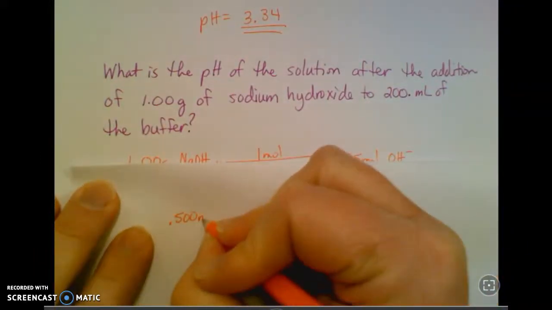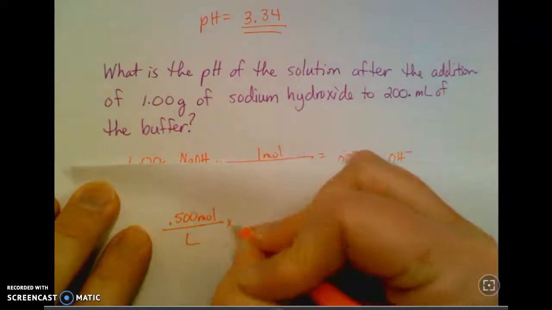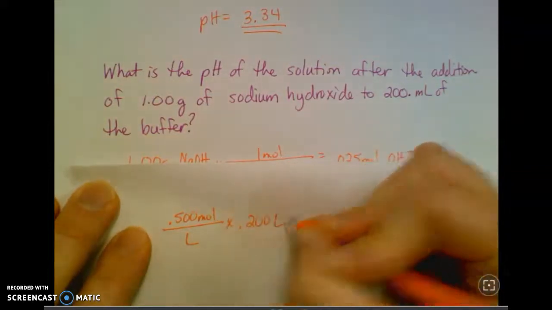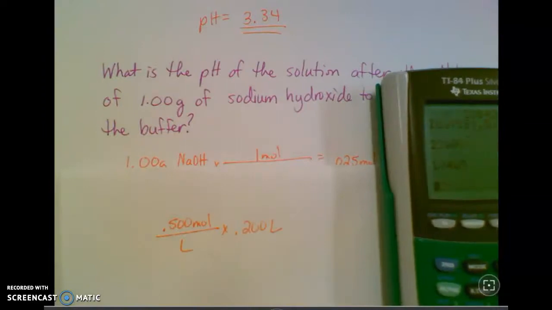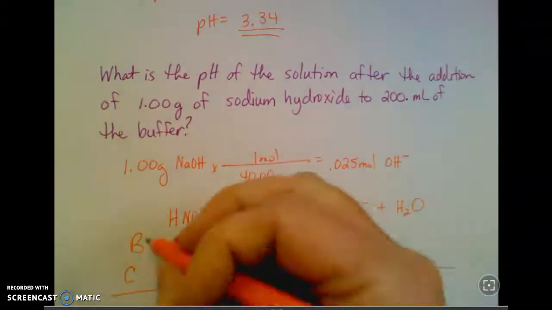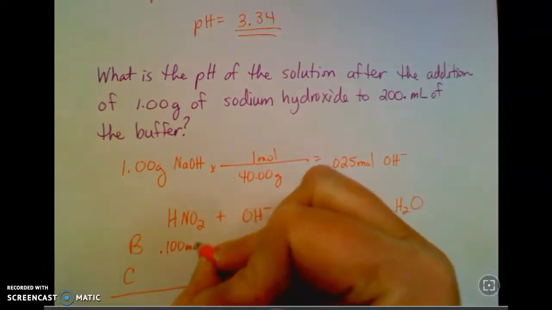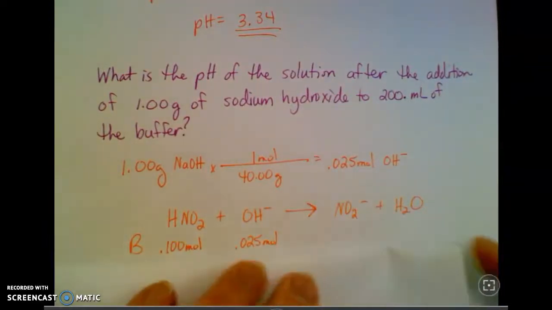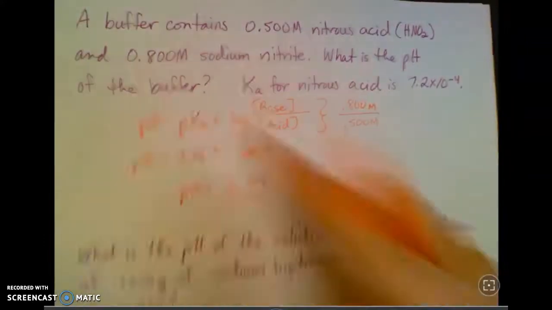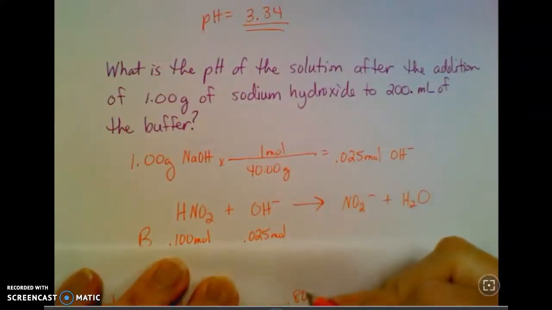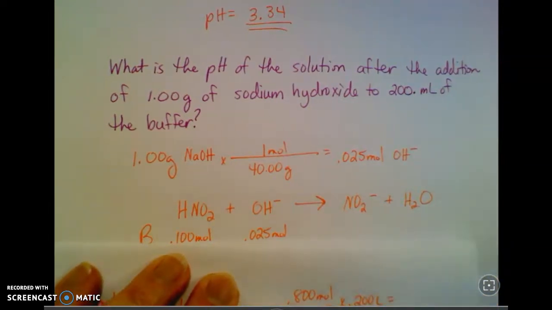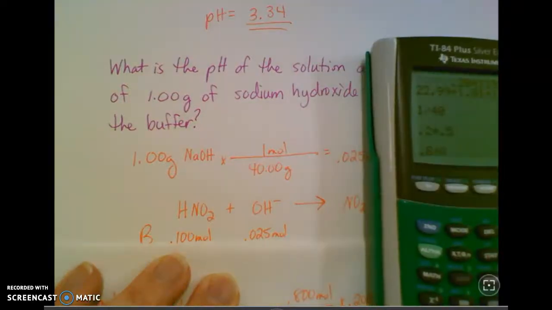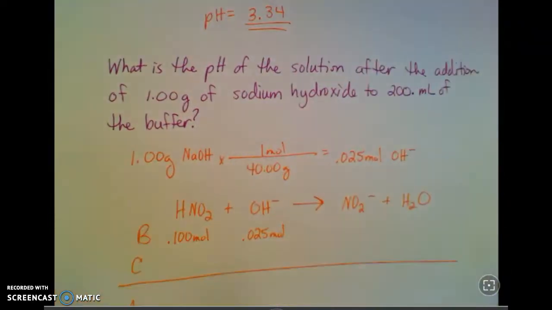So 0.500 molarity times 0.200 liters, again 200 milliliters. I'm going to do this so I don't mess up my decimals. Yes, 0.1. For the base, it was 0.8 molar, which is 0.800 moles per liter. I've got 200 milliliters or 0.2 liters. 0.8 times 0.2 should be 0.16. Yep.